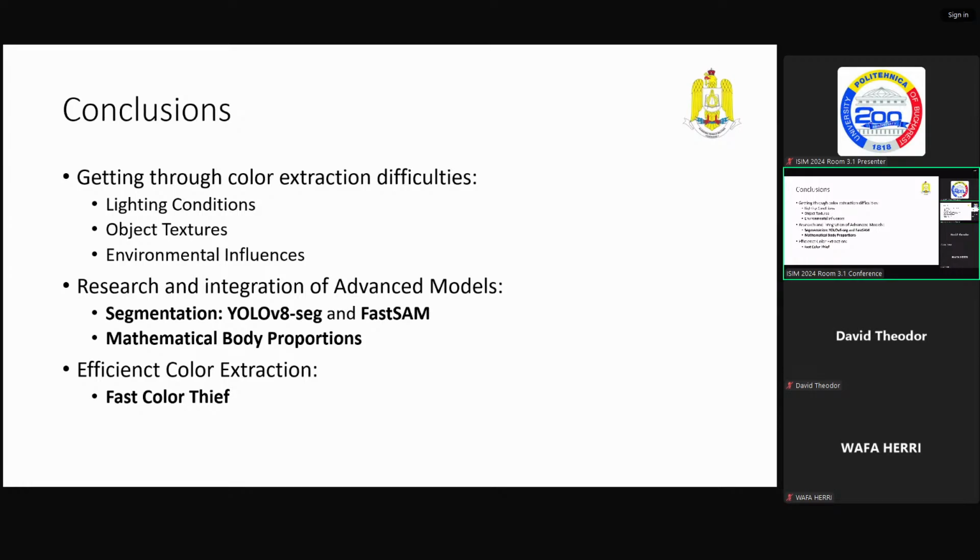Conclusion: I think I managed to get through color extraction difficulties: the lighting condition, the object texture, the environmental influences. I think my research integrates successfully advanced models like segmentation models, YOLO V8 and FastSAM. Also, some study about mathematical body proportion. And I think that I found an efficient color extraction model that is Fast Color Thief.